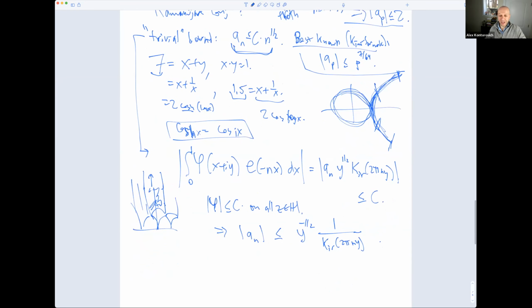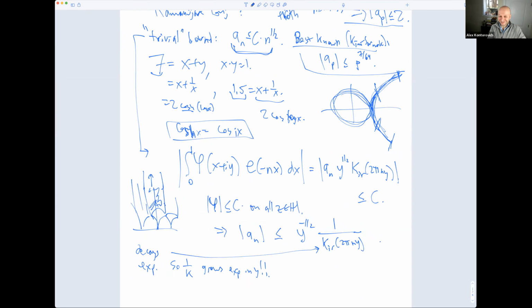Now I told you that the K Bessel function decays exponentially. So 1 over K grows exponentially. This is very bad. Yeah, but why is that at our disposal? You still have this, yeah, the y.